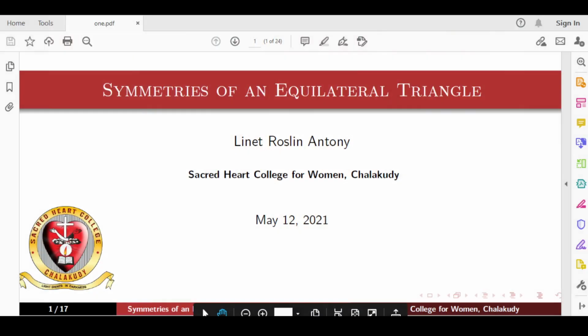We are going to see how we can approach the definition of a group by very simply understanding the concept of the symmetries of an equilateral triangle. So let's move on to the symmetries of an equilateral triangle.